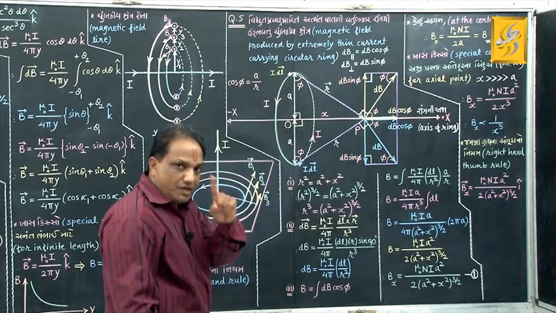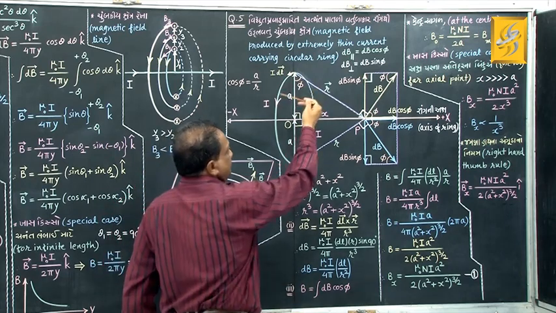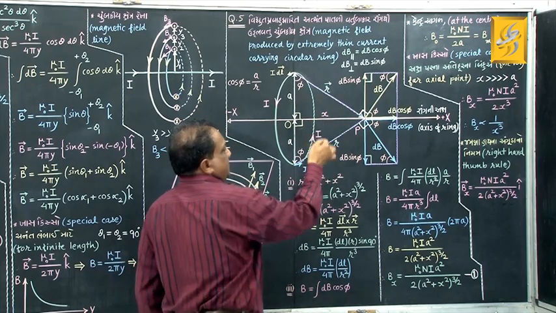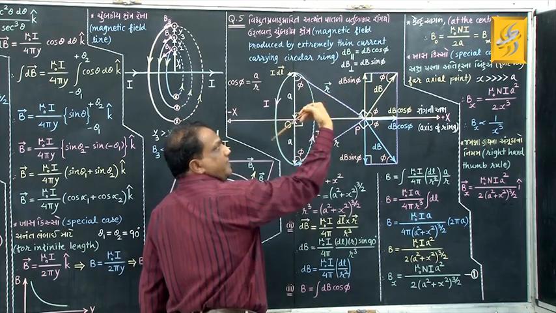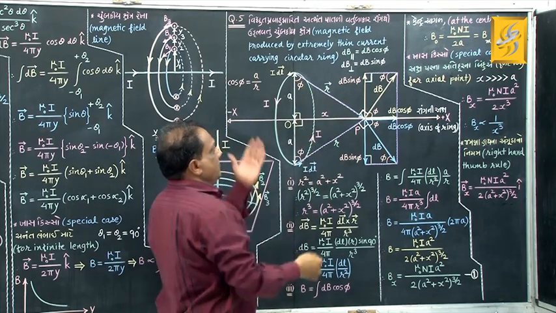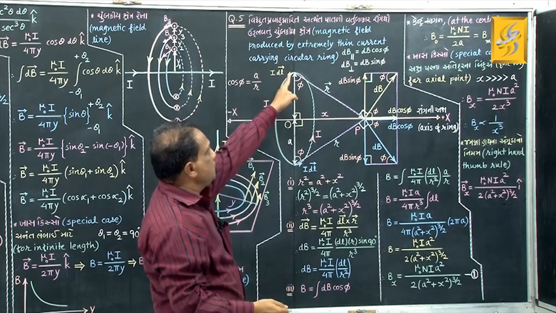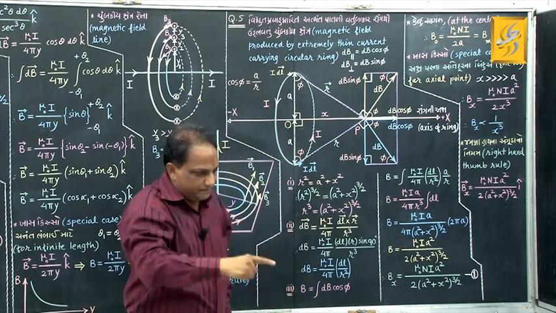Got it? Now just pass current through that ring, suppose in this direction, correct? And this part is on the back side of the axis, which I am showing by a dotted curve, and this part on the front side of the axis, which I am showing by a solid curve. Got it? So current is flowing this way.